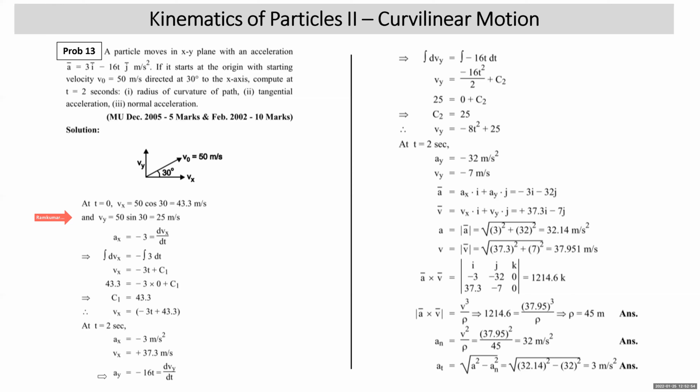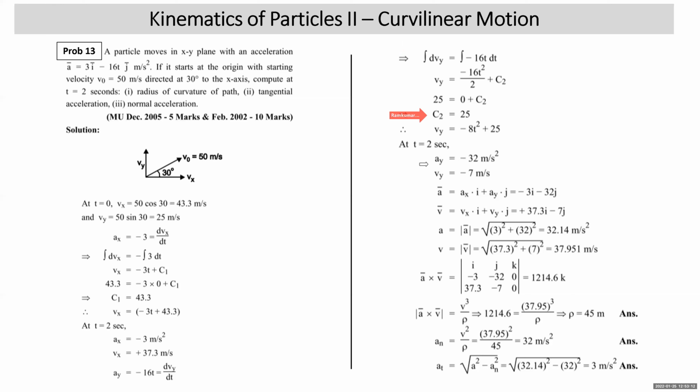The acceleration component in y direction is minus 16t equal to dvy upon dt. Separate the terms, integrating both sides. vy is minus 16t square by 2 plus c2. Boundary condition at t equal to 0, vy is 25. Just substitute it, you get c2 as 25. So vy is minus 8t square plus 25.